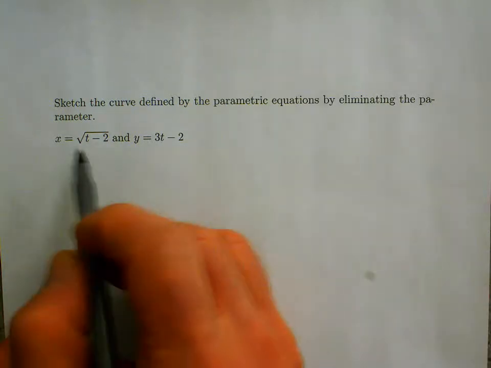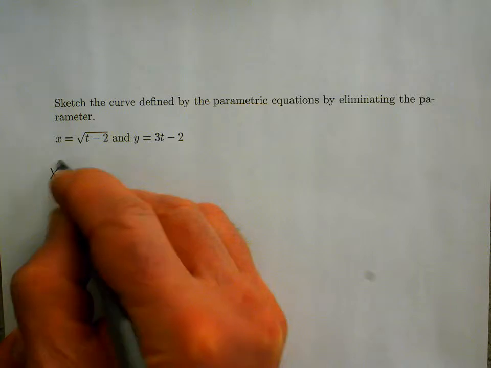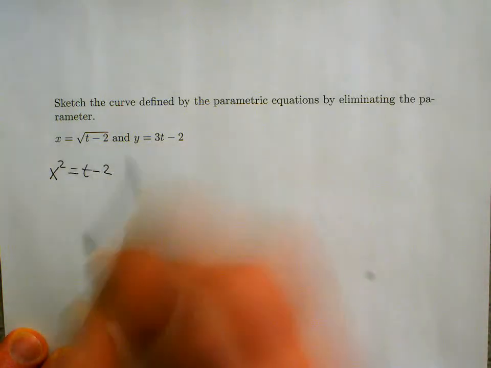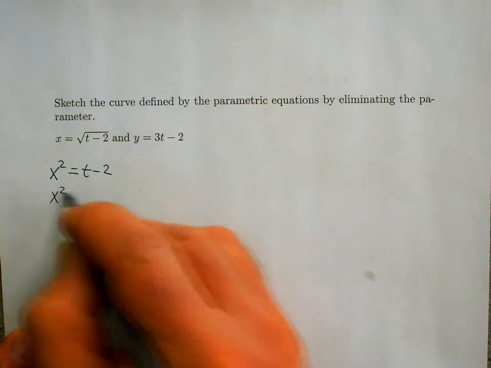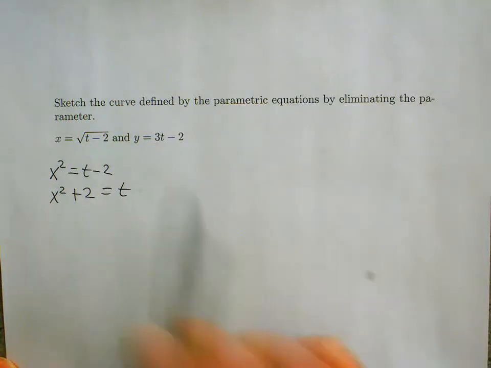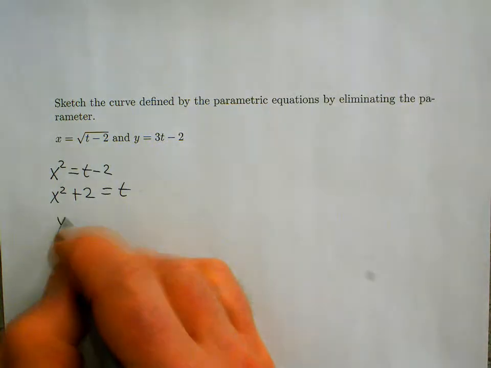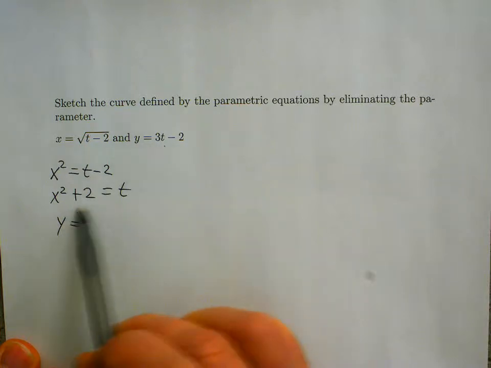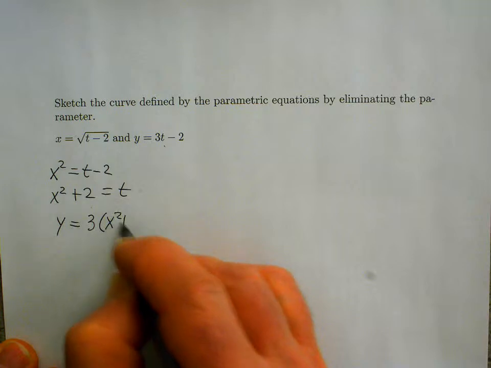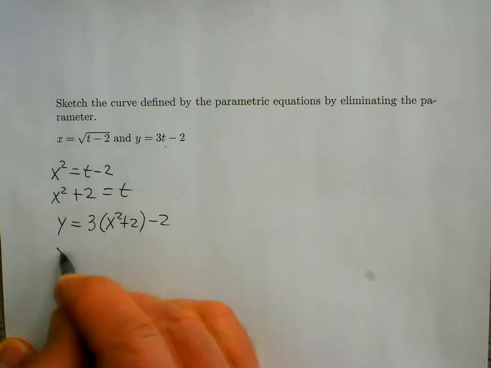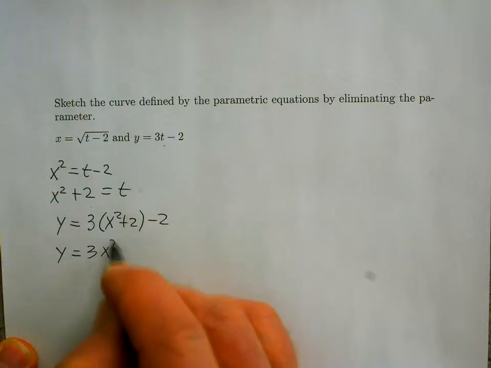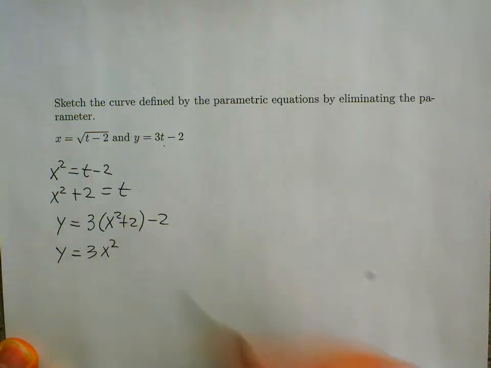If you square both sides of x, you get x squared equals t minus 2, and so x squared plus 2 equals t. Then in the other equation, replace t with x squared plus 2, so you get y equals 3 times x squared plus 2 minus 2. Simplify that, and you get y equals 3x squared plus 6 minus 2, or y equals 3x squared plus 4.